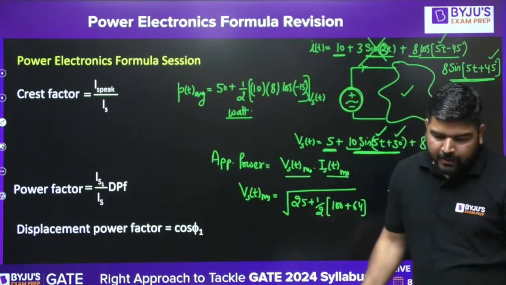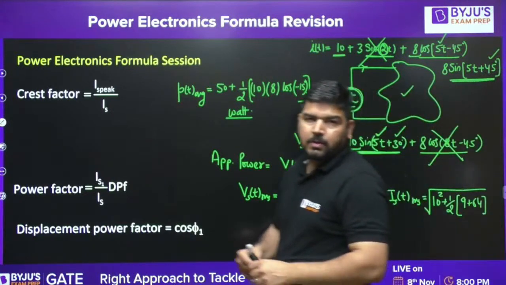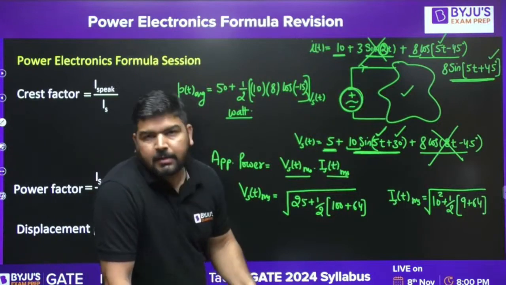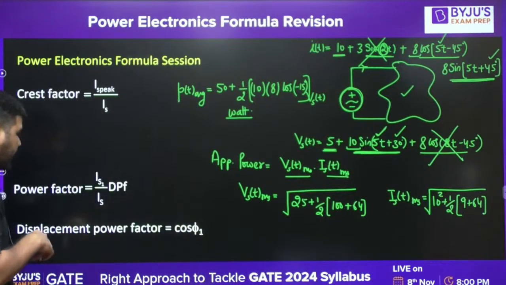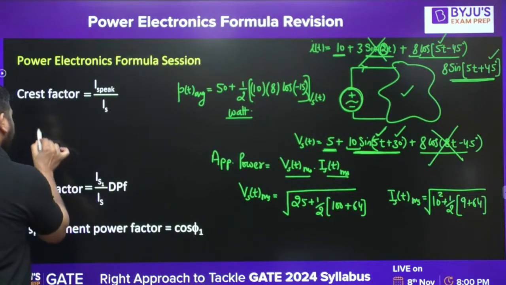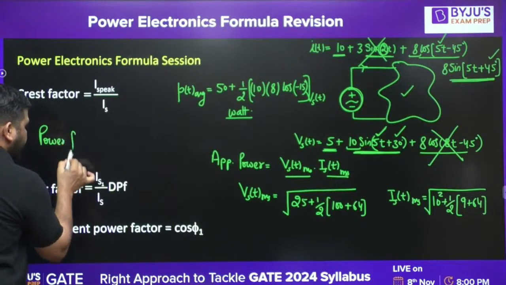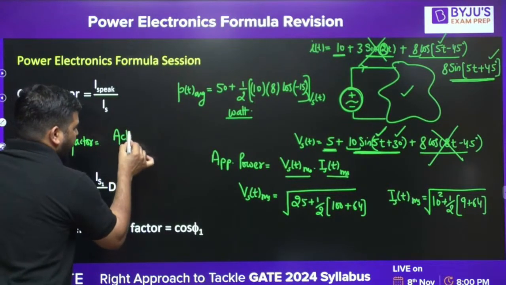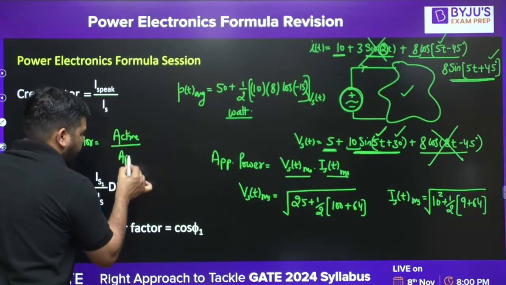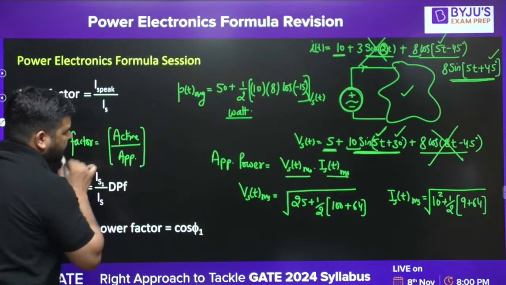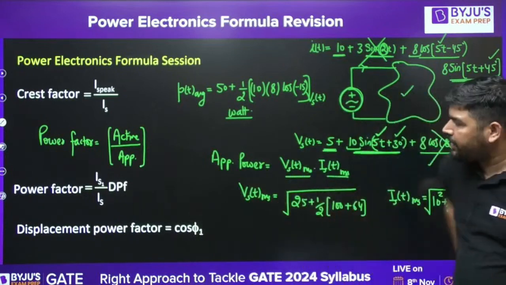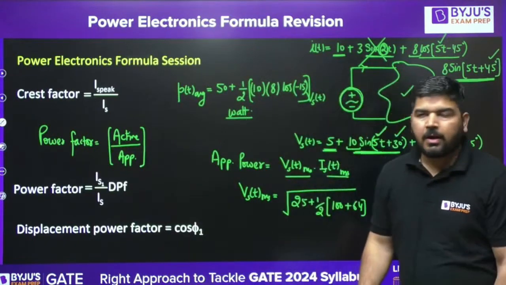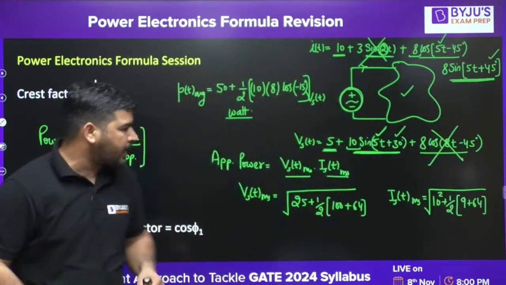So to find active power and apparent power, we must know the Parseval's relation. Now, if we know active power and apparent power, we can calculate the power factor. So power factor will be equal to active power divided by apparent power, and we can calculate the power factor. It's very simple. Active power divided by apparent power. Or you can say the power factor is the factor of apparent power which is active. We can calculate the active power.